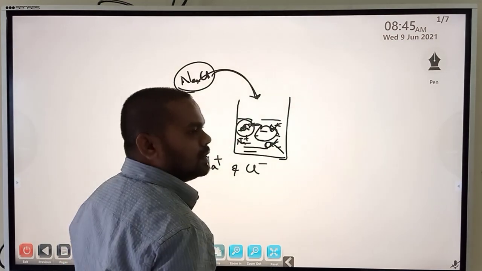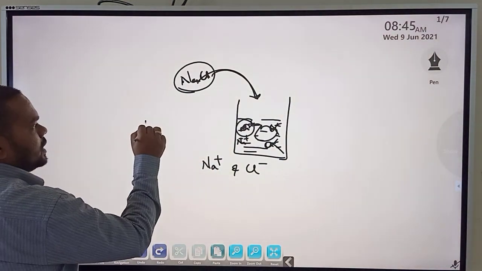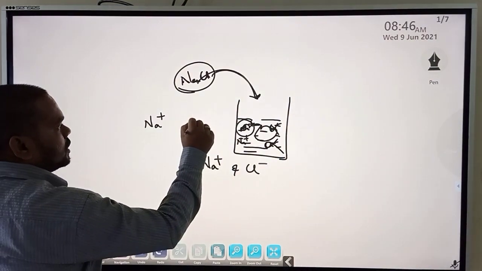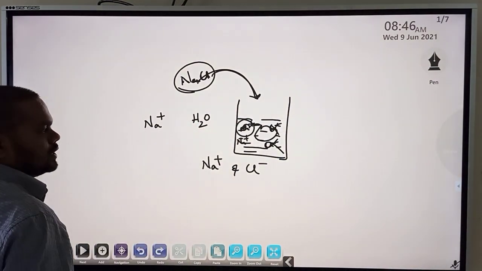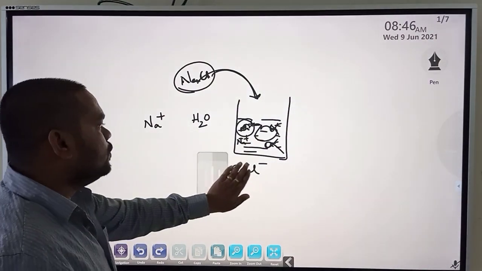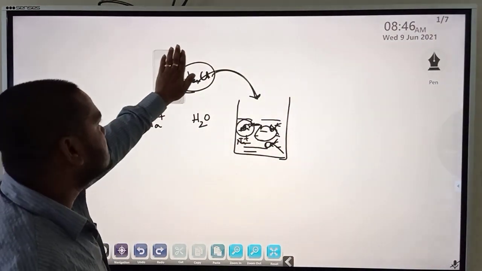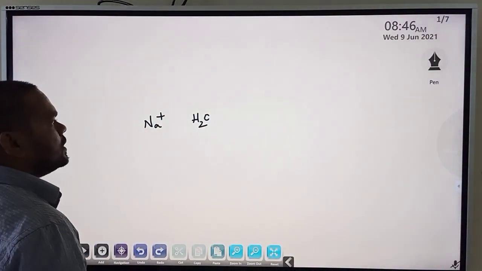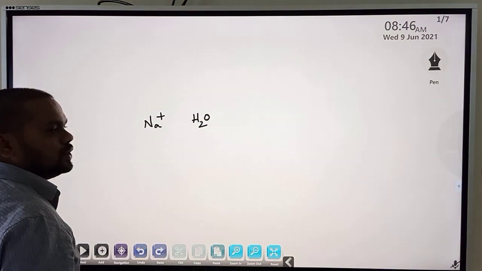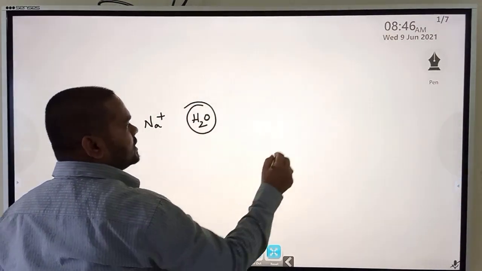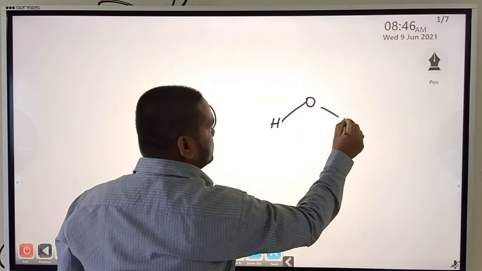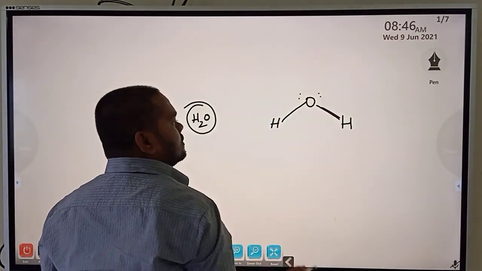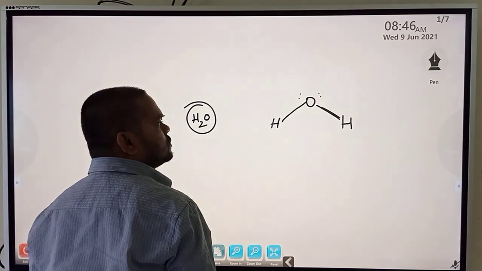So what is exactly happening to this sodium ion, Na plus? It is now attracted by water molecules. So what is it in the water molecule that can attract this sodium ion? Water molecule, how does it exist? The structure of the water molecule is something like this. We call it bent shape or V shape. So it has two lone pairs and two hydrogens bonded to this oxygen.